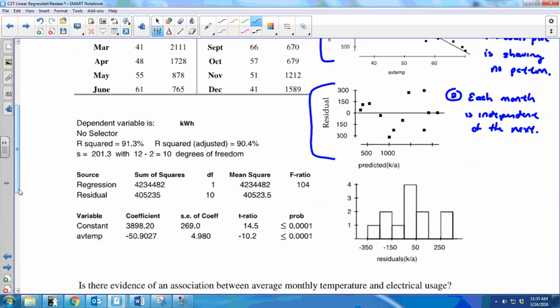The third condition is normality. So you have a residuals histogram. They take all the residuals and put them into a histogram. So is your histogram approximately normal? The histogram of the residuals is roughly unimodal and symmetric.